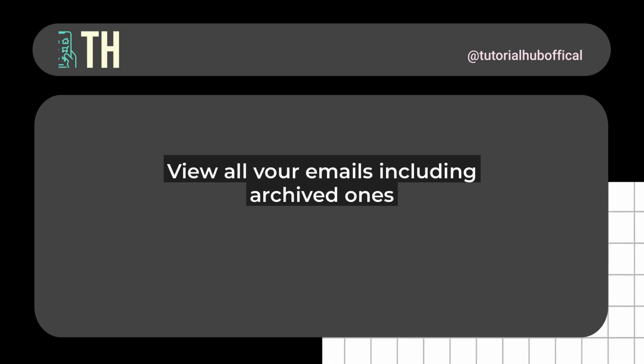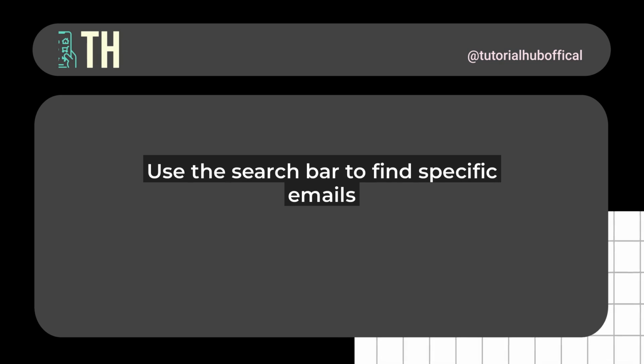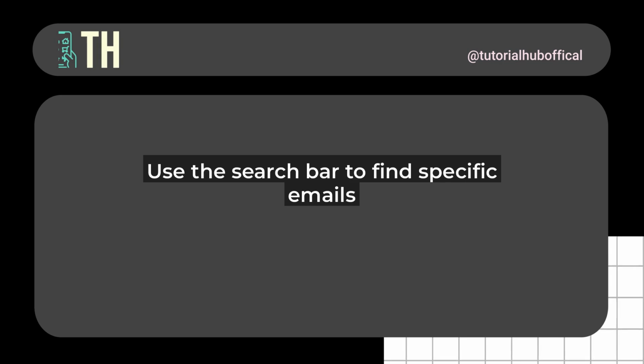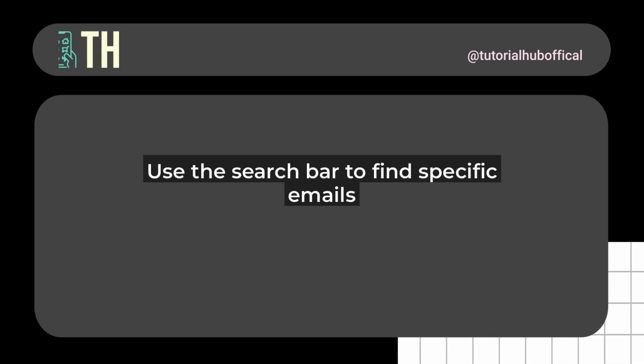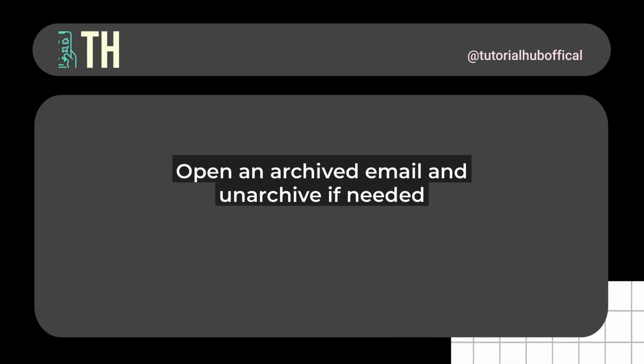Once you're in the All Mail view, you'll see all your emails, including the archived ones. Archived emails are essentially moved out of your inbox but not deleted, so they're still there waiting for you. To find a specific email, use the search bar at the top. Just type in keywords like the sender's name or subject, and Gmail's powerful search will do the rest.